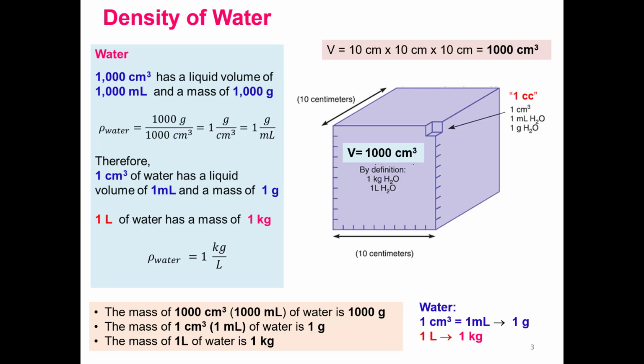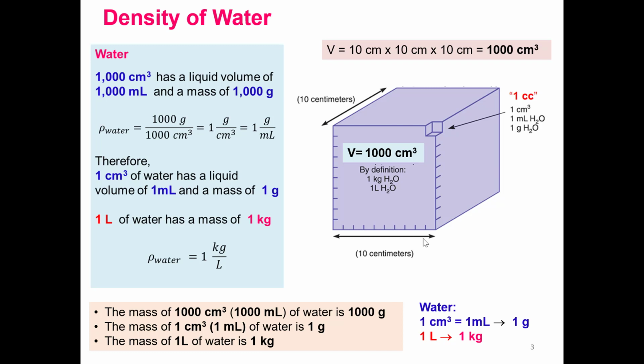Now we are going to talk about the density of water, and it is important to discuss it because it's a reference density. This means we can compare the density of any material with the density of water. Let's see why. Let's think we have a cube. The size of this cube is 10 centimeters by 10 centimeters by 10 centimeters. Then the volume of this cube is 1000 cubic centimeters.